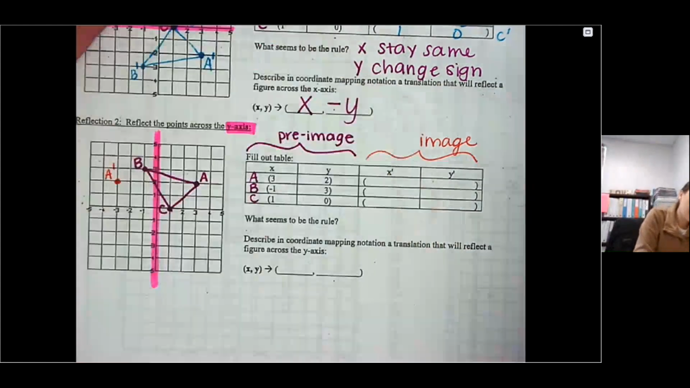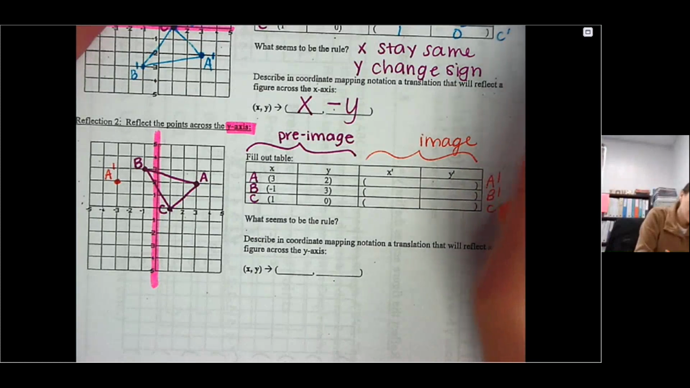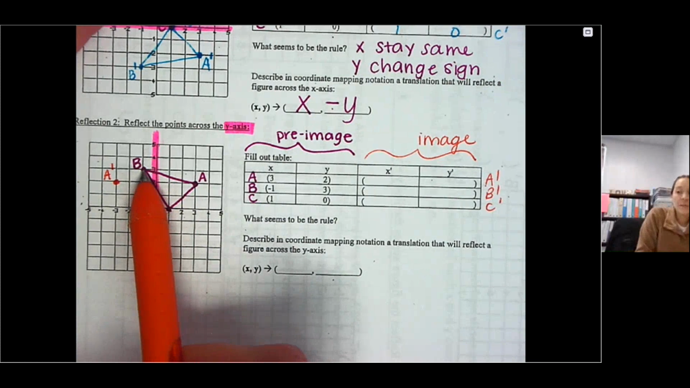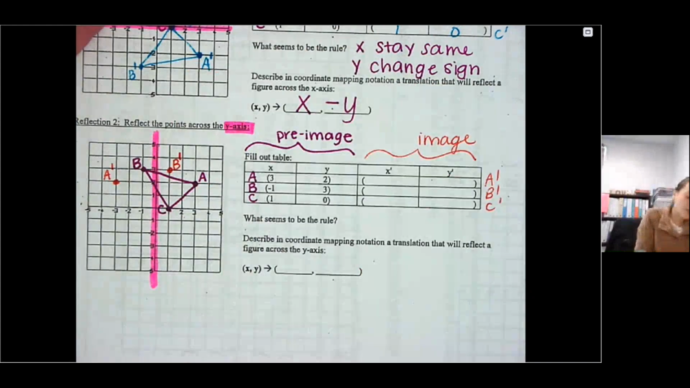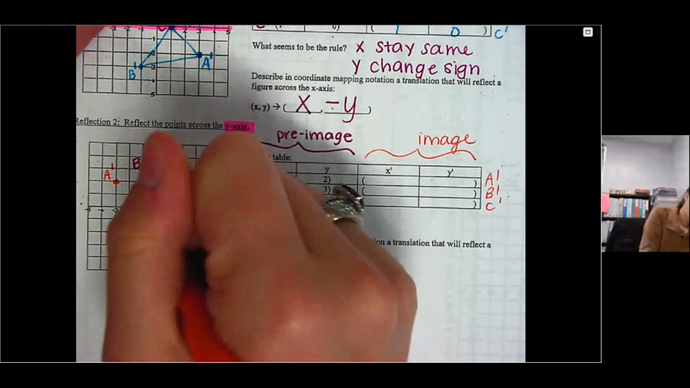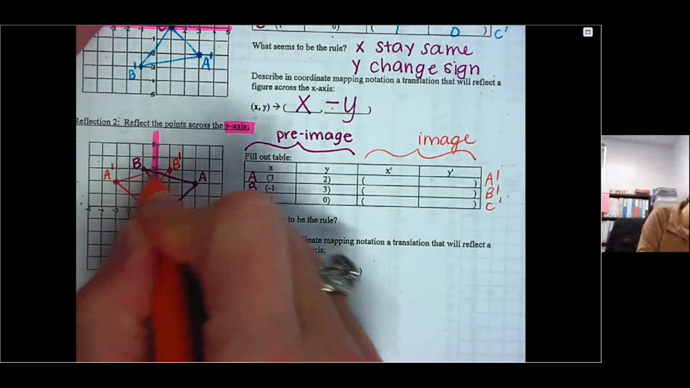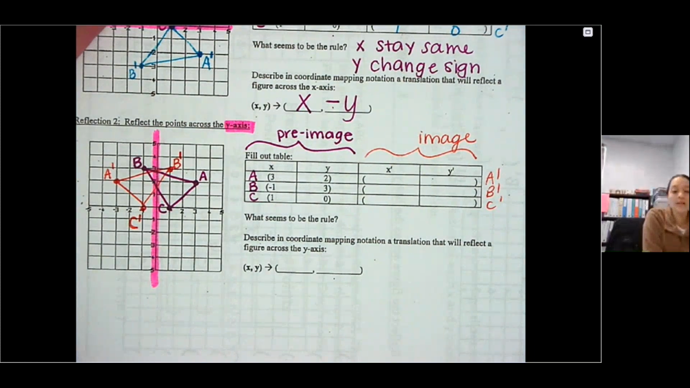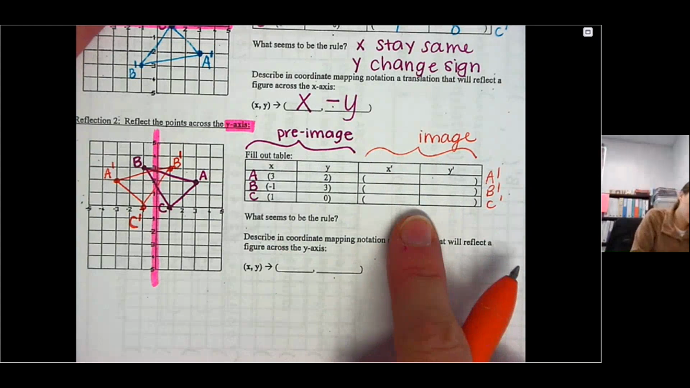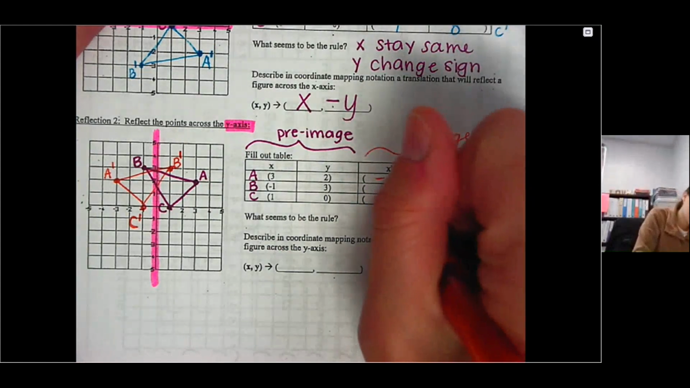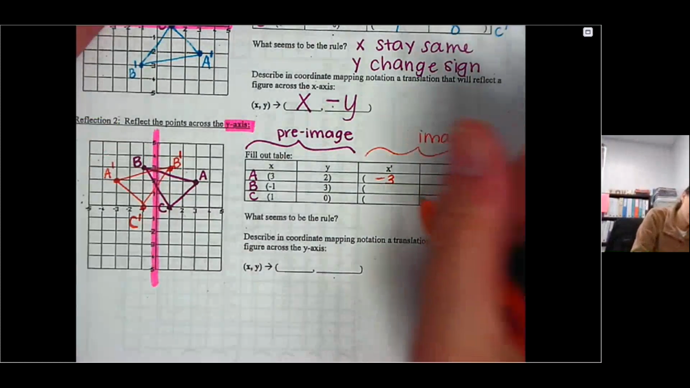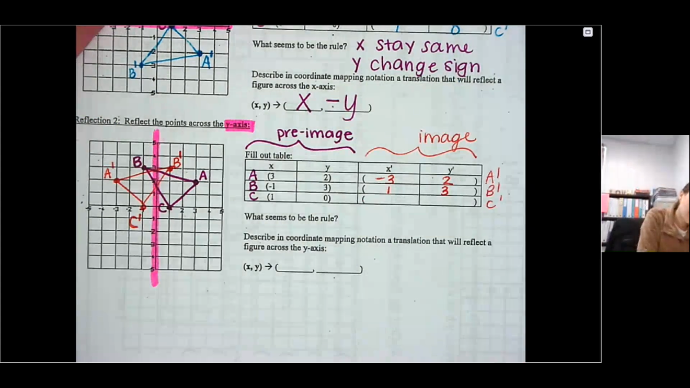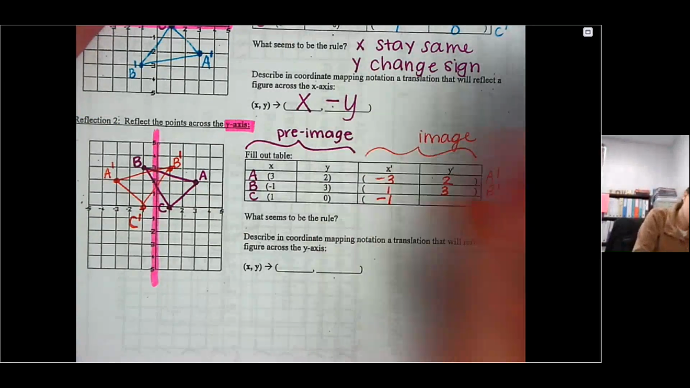And it's A prime. B is to the left of the line by 1, so I have to do the opposite, which is to go to the right of the line by 1. And then C is to the right by 1, so I go to the left by 1. So it is going to overlap just a little bit, and that's okay. Okay, so if I'm going through to put these into the coordinates themselves, my A prime is -3, +2. My B prime is +1, +3. And C prime is -1, 0.